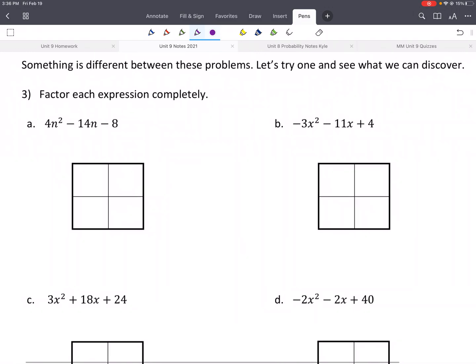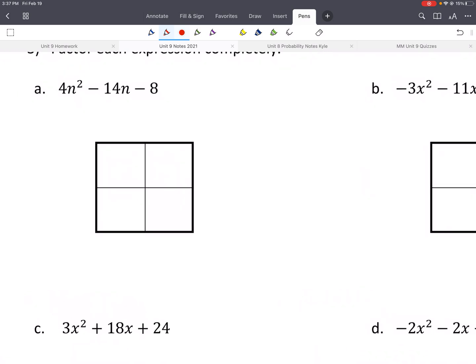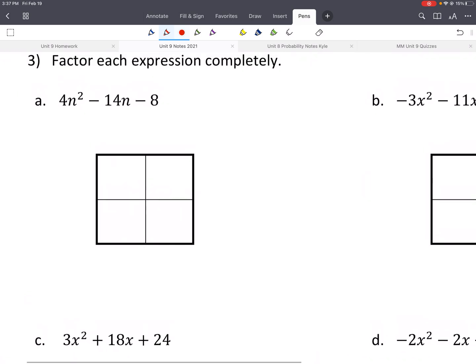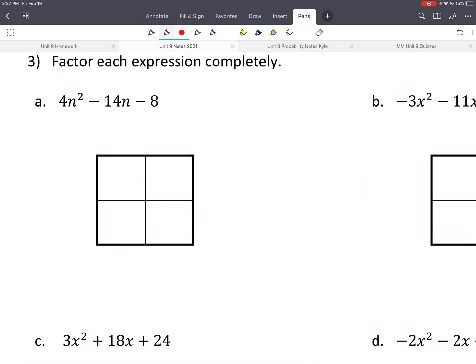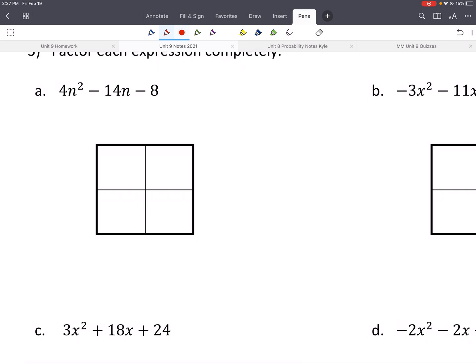All right, so again, I think we kind of talked about this already, so I kind of already spilled the beans. But if there's a greatest common factor, then we should take it out first. So here we do have a greatest common factor. It looks like we could divide all of these by 2.